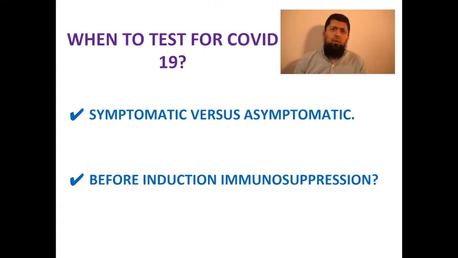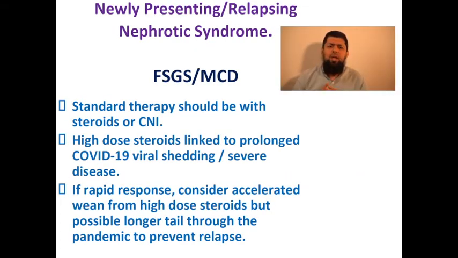It's also a challenging question, because we know that 30% of the first swab of positive patients will be negative. Whether to do it or not, I think according to the current evidence, it is recommended to do a test before giving the induction. So how to deal with newly diagnosed, presenting or relapsing nephrotic syndrome in the era of this outbreak? This is the UK Renal Association guidance for focal segmental glomerulosclerosis and minimal change disease.